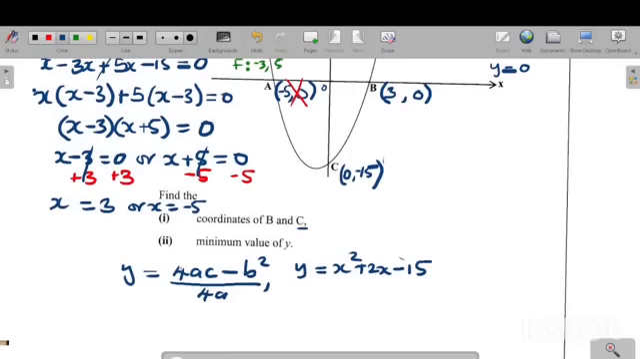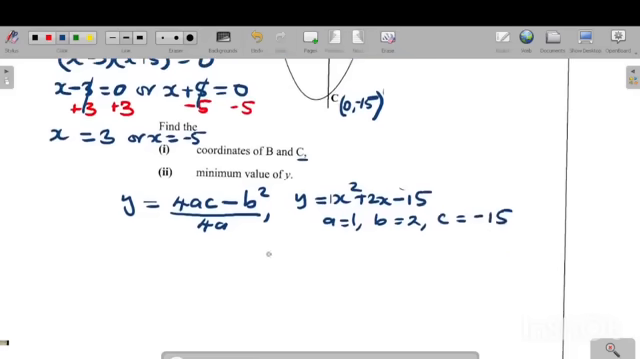So now we need to identify what A, B, and C are. So A is usually the coefficient of x squared. So in this case here we have an invisible 1. So A is 1. Then B is the coefficient of the x. So in this case we have a 2. Then C is the constant. In this case, negative 15. So all we need to do is just to replace these in here.